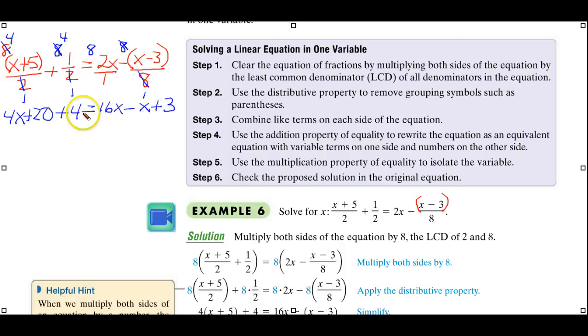Now what do we do? We collect like terms. We get 4x plus 20, 4x, 20 and 4 are 24, equals 15x, combining these two, plus 3. Now I want to keep my x's positive, so I'll change color so we can see it better. This will be a negative 4x here, negative 4x there. So this is going to be an 11x.